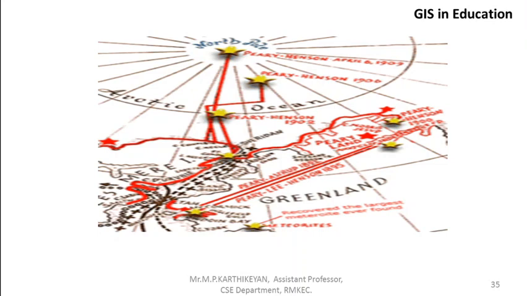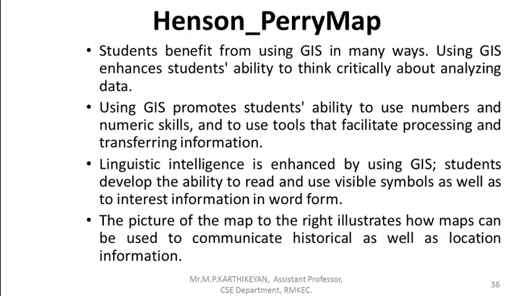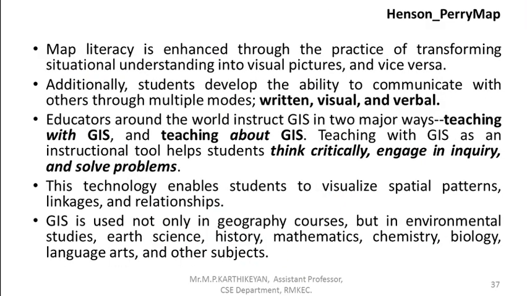We have seen many applications like Google Maps, etc. We have seen the latitude and longitude of every location. Okay, one assignment we have given. So we are teaching with GIS and teaching about GIS. Teaching with GIS is a very instructional tool. Okay, so it helps the students to think critically, engage in inquiries, and solve problems on their own. Okay, so this is about the Henson Perry map.